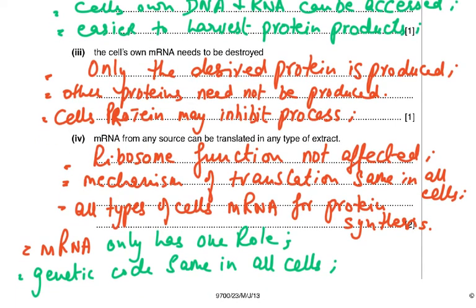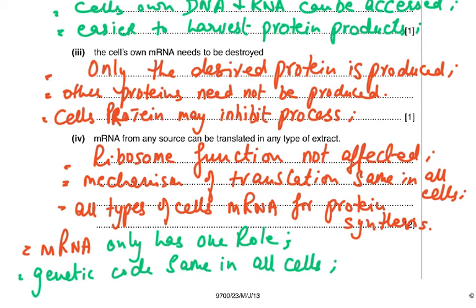Then the last part says mRNA from any source can be translated in any type of extract. Ribosome function is not affected. The mechanism of translation is the same in all cells, prokaryotes and eukaryotes. In all types of cells, mRNA is needed for protein synthesis. mRNA only has one role.